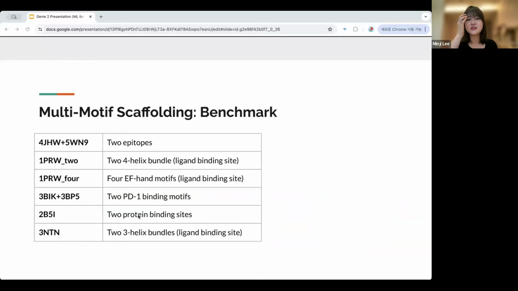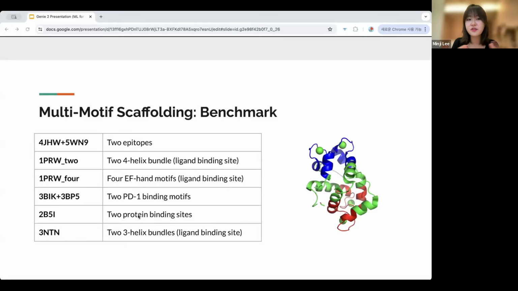So here is the summary of the benchmark. First is the scaffolding of two epitopes, each from the RSBF and RSBG protein. Second and third are scaffolding ligand binding sites of the protein, and the difference between the two is how we split the motif. The second one asks to scaffold two 4-helix bundles, each shown in red and blue on the structure on the right. But the next problem splits the bundle into two EF hand motifs, each binding to the ligand, and asks to scaffold 4 of those.